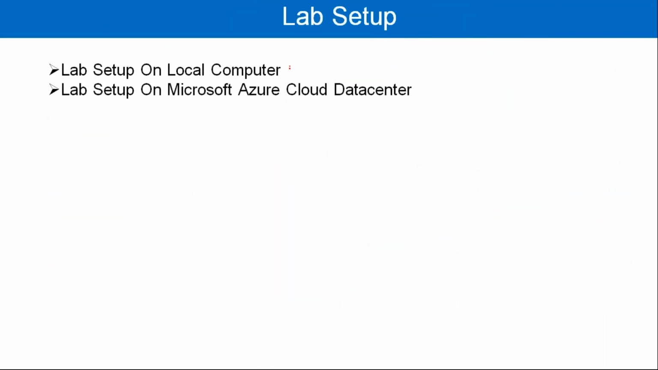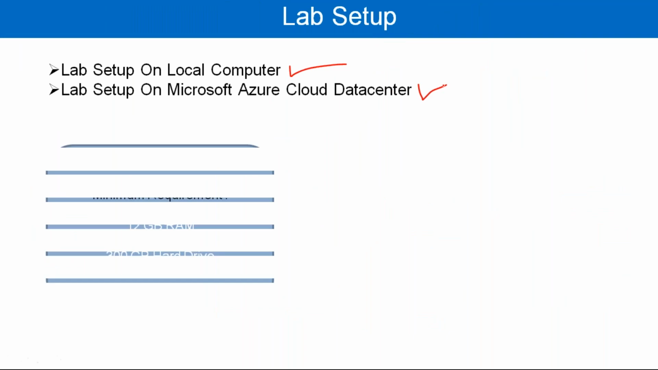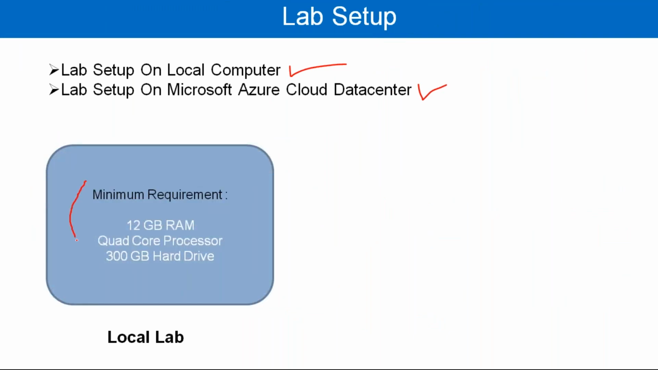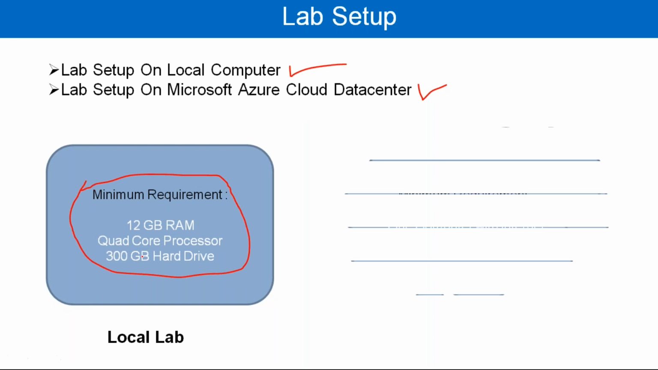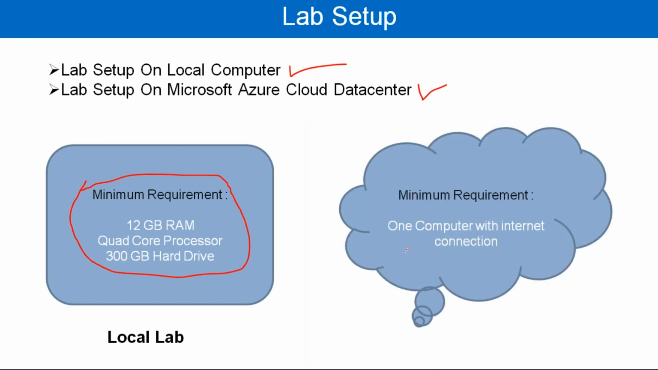Now we will do lab setup either on local computer or Microsoft Azure Cloud Data Center. So for local computer, this is the minimum requirement. You need to have at least 12 gigabyte of RAM, quad-core processor, and 300 gigabyte of hard drive. If you do not have this configuration, then you go on cloud, Microsoft Azure Cloud Data Center, and one computer is sufficient with internet connection.